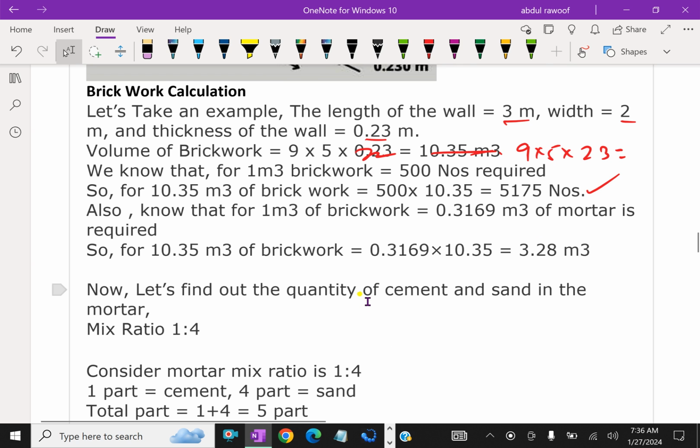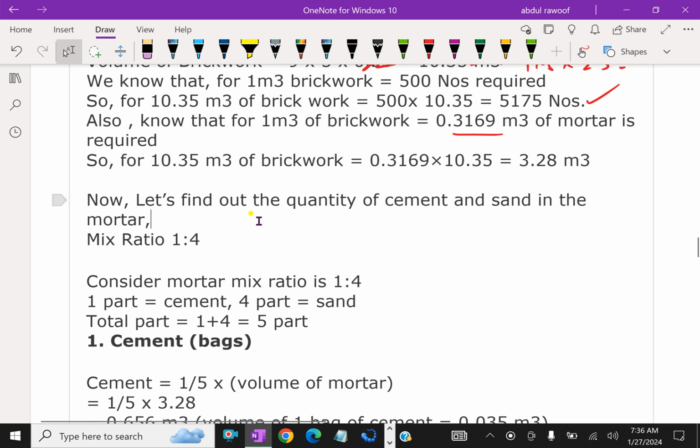Now also know how much mortar is required for 1 meter cube of brickwork. Already we discussed 0.3169 meter cube of mortar is required for 1 meter cube of brickwork. So for 10.35 meter cube of brickwork, we multiply 10.35 with the mortar volume, which gives 3.28 meter cube. Now let's find out the quantity of cement and sand in the mortar.